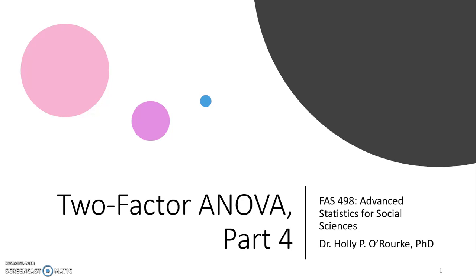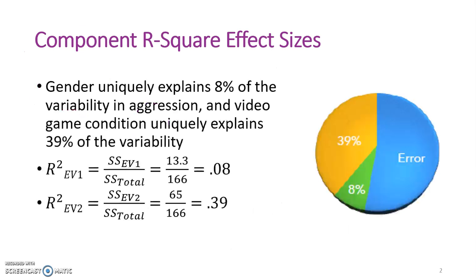In this lecture, we'll continue the topic of two-factor ANOVA, describing how to look at the individual model components and also the actual full model testing. In the last lecture, we ended by talking about the calculation of the full model R squared, and how it is calculated in a very similar way as the R squared for the full model in multiple regression, and how the interpretation is exactly the same.